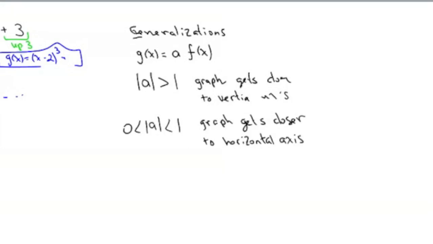This way, you don't say the word squeeze, squish, pull. Books have all different ways of describing it. This is very clear. If it's bigger than 1, it gets closer to the vertical. If it's less than 1 and bigger than 0, it gets closer to the horizontal. It just makes more sense that way. Okay, so that's graphing.